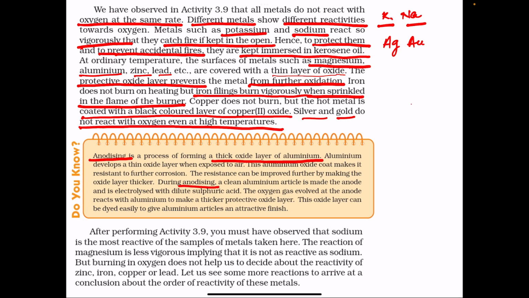A clean aluminium article is made the anode, and the electrolyte used is dilute sulfuric acid. The oxygen gas which is evolved at the anode combines with aluminium and forms a thick protective layer of aluminium oxide. This layer of oxide can be dyed easily to give aluminium articles an attractive finish.